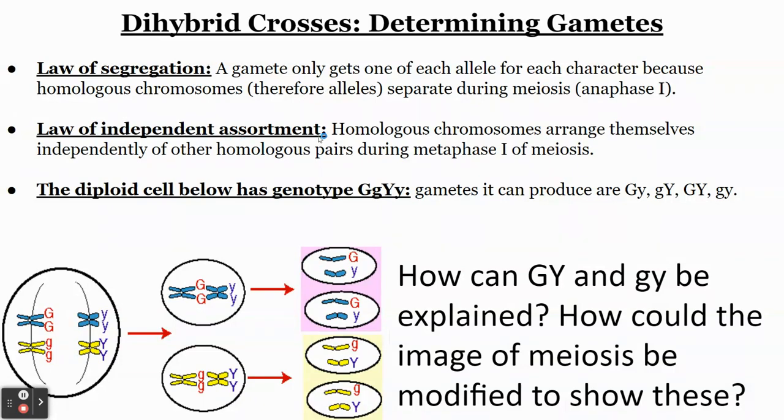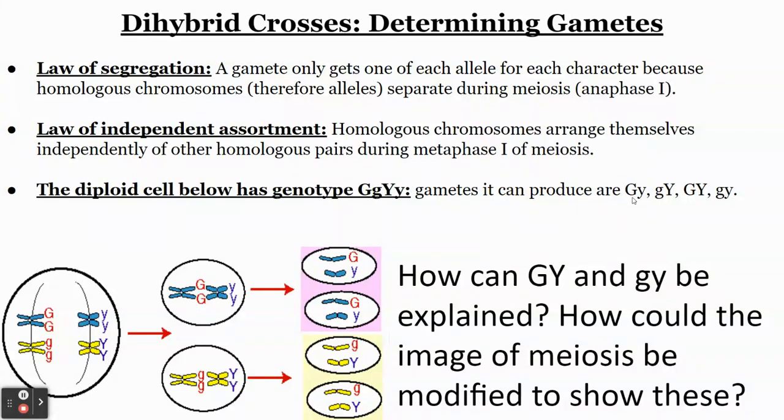The law of independent assortment explains why you can have so many different types of gametes. So if you look at big G, little g, big Y, little y, you can have big G, big Y, big G, little y, little g, big Y, and little g, little y. If you look at this picture, it doesn't quite show that. If you look at this picture, we just have big G, little y going together, so you have big G, little y. That's it. And here you have little g, big Y going together, so you have little g, big Y.